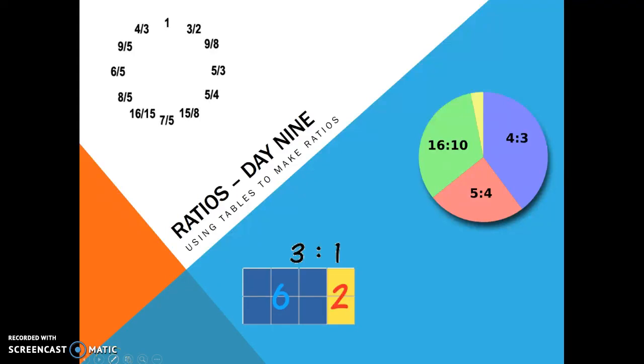Hey guys, this is Ratios Day 9. Today we are going to start talking about proportion, and we are going to use tables to make ratios.